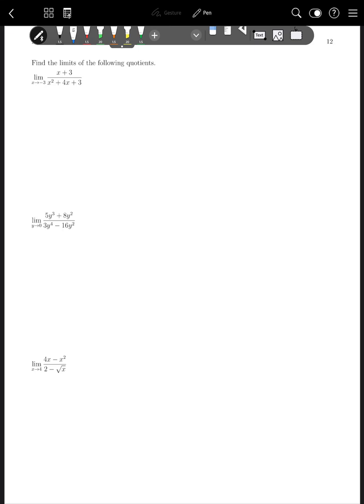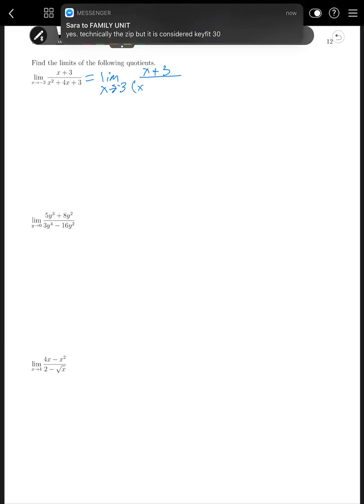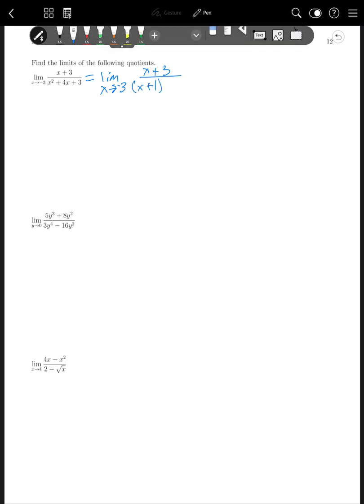So, step 1 for these first two is just factor, right? So this is the limit as x approaches negative 3. So we've got x plus 3 on top, and on the bottom, I need two numbers that multiply together to get 3 and add to get 4, and those are 1 and 3. So we can cancel those out. And so now this is the limit as x approaches negative 3 of 1 over x plus 1.